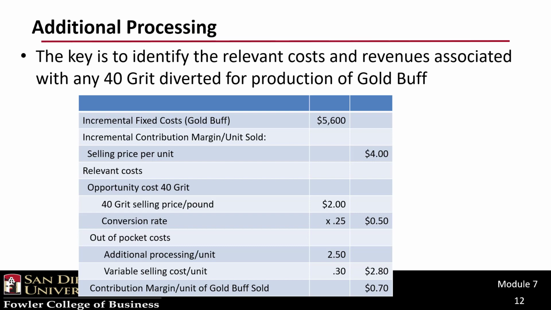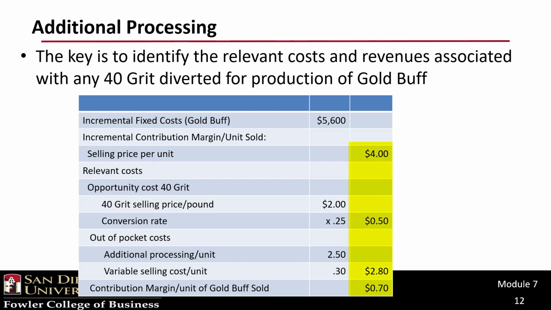Well, recall that we could sell Gold Buff for $4. The opportunity cost, so what we lose out on, is the opportunity to sell that 40 grit instead. So 40 grit sold for $2 a pound. Recall that it only took 1/4 of a pound to make Gold Buff, so we take 1/4 of that, that's 50 cents. Then there's the additional out-of-pocket costs, which is the additional processing of $2.50 plus the additional variable cost of 30 cents. So that totals $2.80.